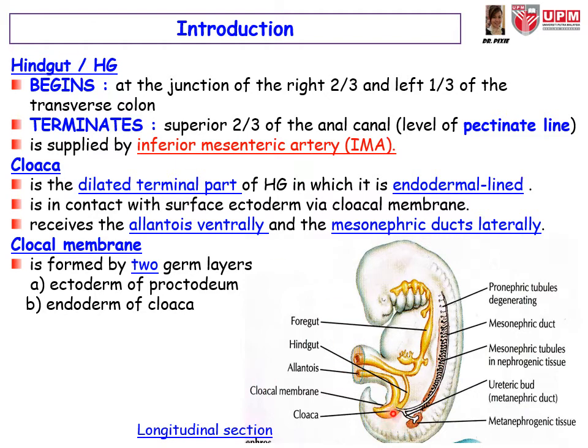The cloaca is communicating with the hindgut, with the allantois ventrally, and the mesonephric ducts laterally. Again, it is important to remember the cloacal membrane is a bilayer structure formed by two germinal layers. First is the endoderm from the cloaca, then the ectoderm from the proctodeum, which is the surface ectoderm.